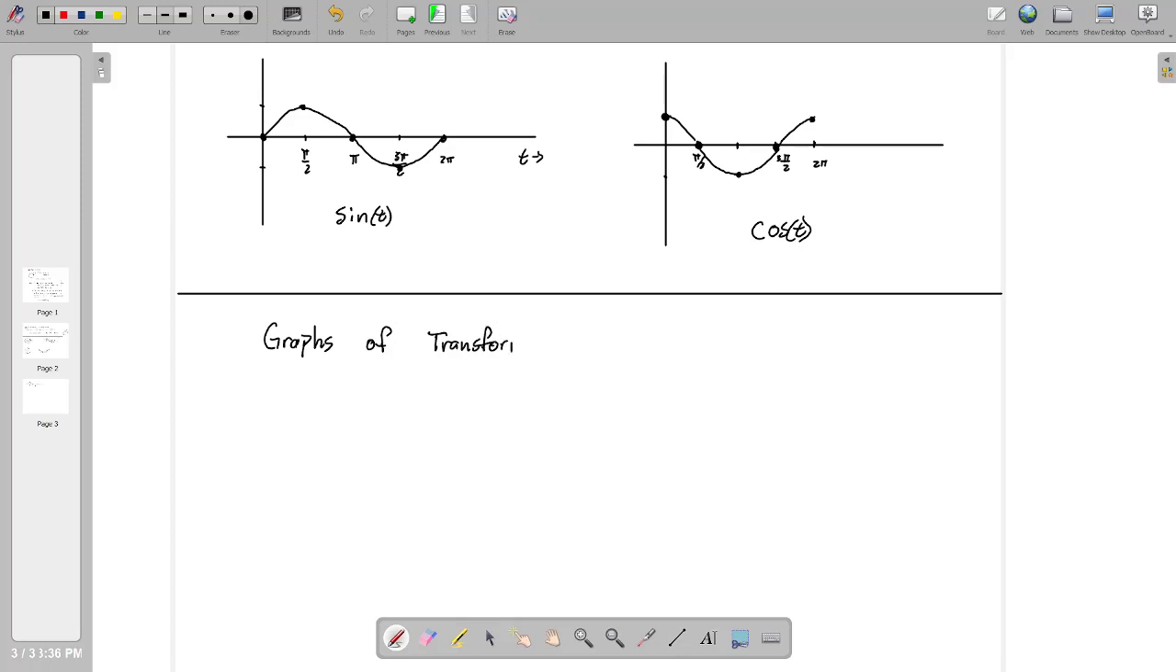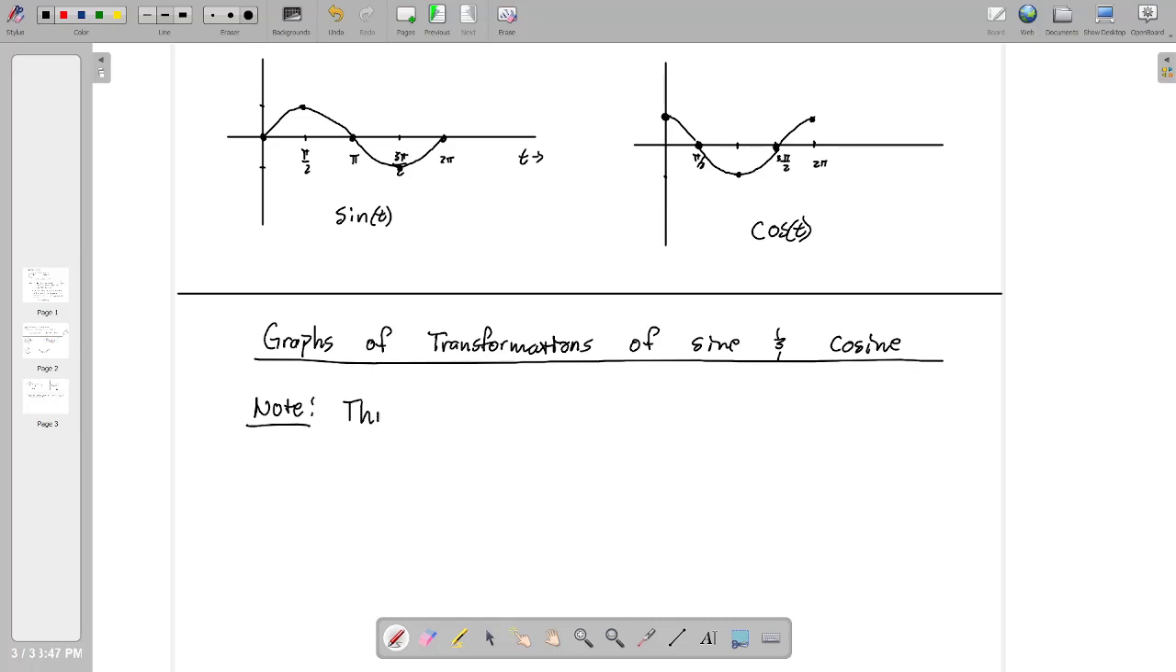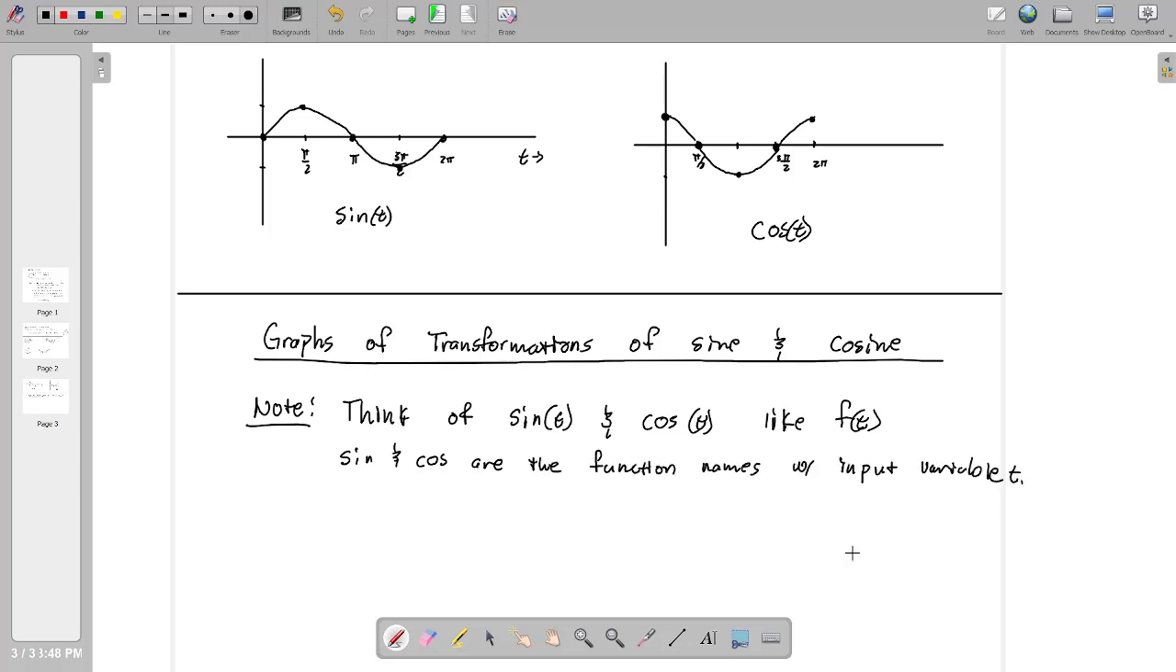The next topic I want to talk about is graphs of transformations of sine and cosine. Note, think of sine of t and cosine of t like f of t. Sine and cosine are the names of the function with input variable t, just like f is the name of this function and the input variable is t. You cannot separate t from f, just like you cannot separate t from cosine or t from sine. It doesn't make any sense. Sine needs an input variable, so does cosine, and that's what this represents: sine of t, cosine of t.